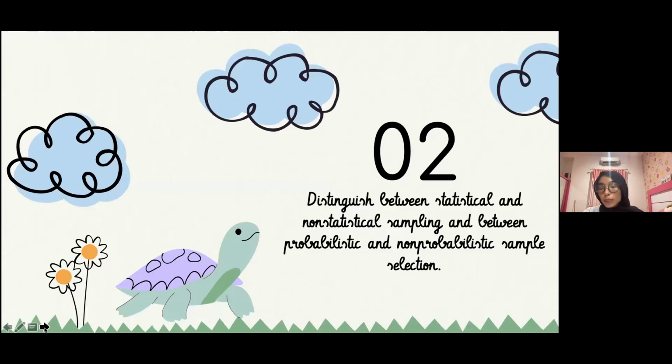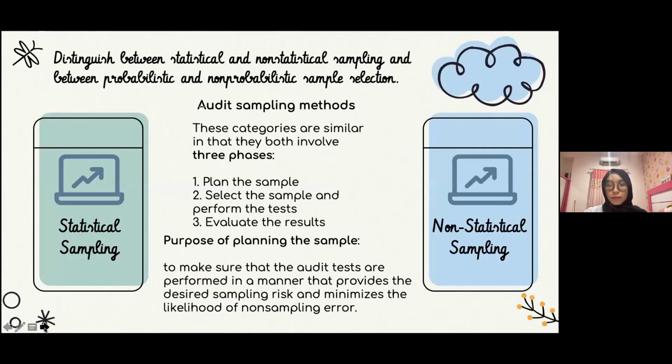Next is to distinguish between statistical and non-statistical sampling and between probabilistic and non-probabilistic sample selection. For statistical versus non-statistical sampling, audit sampling methods can be divided into two broad categories: statistical sampling and non-statistical sampling. These categories are similar in that they both involve three phases. First is plan the sample. Two, select the sample and perform the test. Third is evaluate the results.